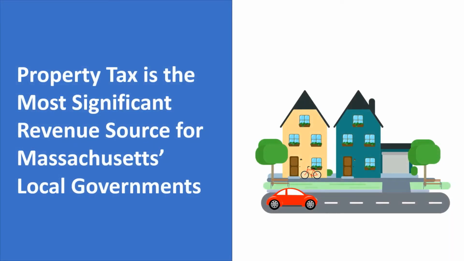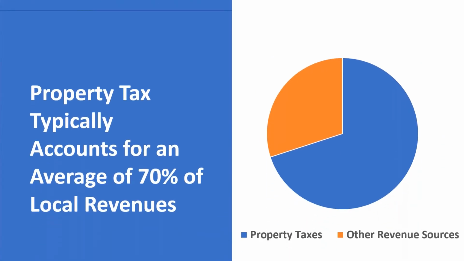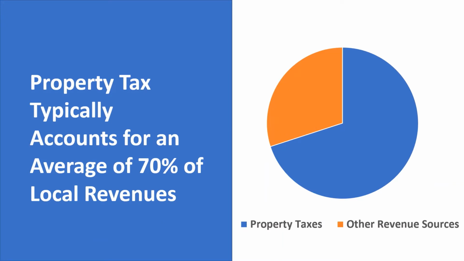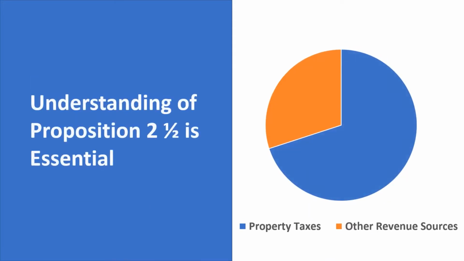Property taxes are the most significant revenue source for Massachusetts municipalities, as they are the primary revenue source for all cities and towns across the Commonwealth. On average, property taxes account for over 70% of local budgets. Therefore, understanding Proposition 2.5, a statewide law that governs property tax assessment, is a key part of municipal budgeting and management.